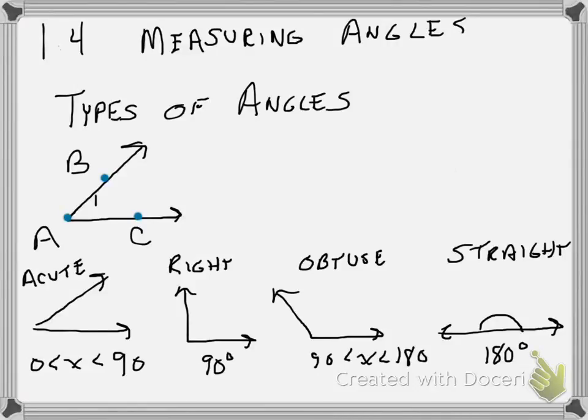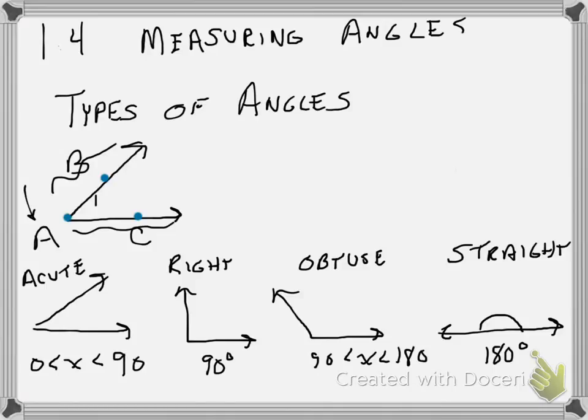1.4, measuring angles and types of angles. What I have diagrammed here is an angle. You can see it there. AB, this part right here, is a side. This part AC is also a side, and we call A the vertex of the angle.